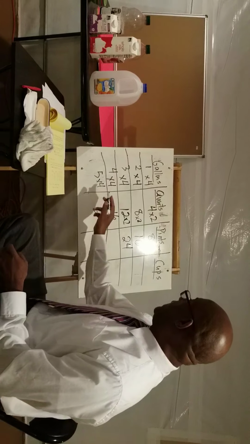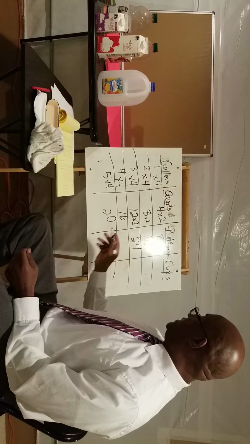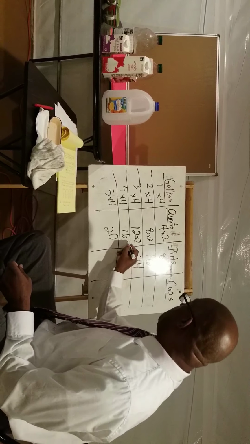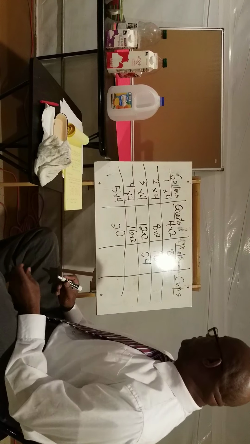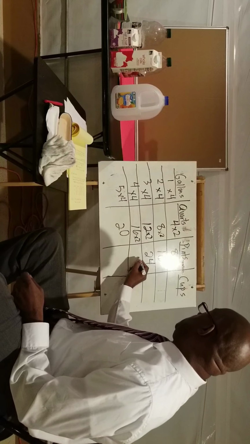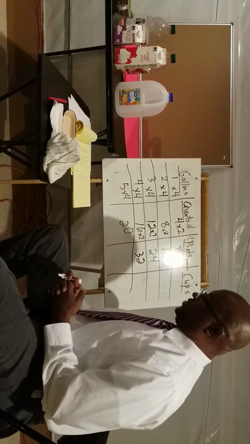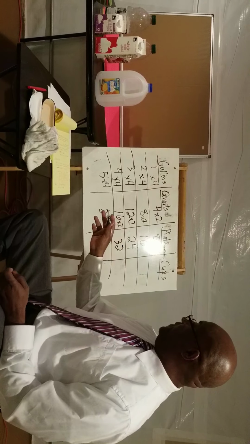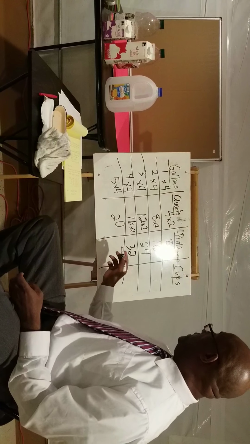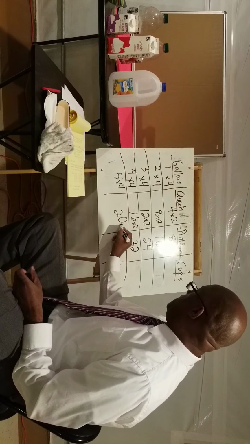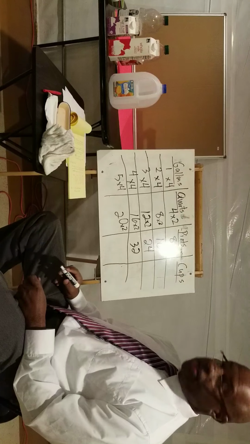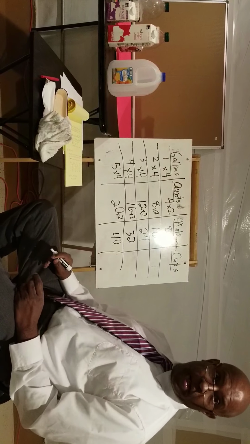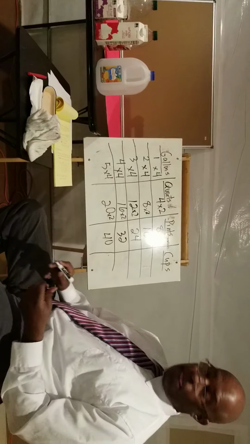Now, we have 4 gallons equal to 16 quarts. We know that there's 2 pints to every quart. Multiplying the 2 pints times 16 quarts gives you 32 pints. So in 5 gallons, we have 20 quarts. There's 2 pints in every quart. So we multiply 20 times 2. And that would give you 40 pints in 5 gallons.